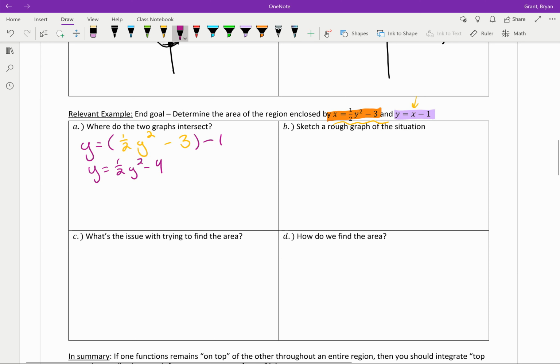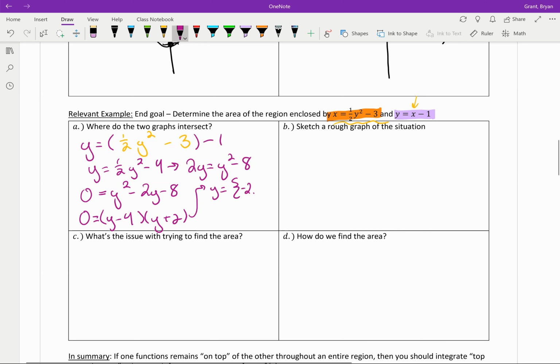I don't like that fraction, so I'm going to multiply everything by 2. 2y equals y squared minus 8. Y squared's positive on the right side, so let's subtract the 2y. Get y squared minus 2y minus 8. Oh, this looks like factoring to me. So we end up with something like this. Y minus, it's got to be minus 4, positive 2, which gives us y equals 2 answers, negative 2 and positive 4.